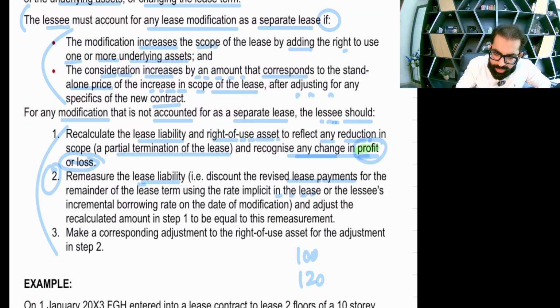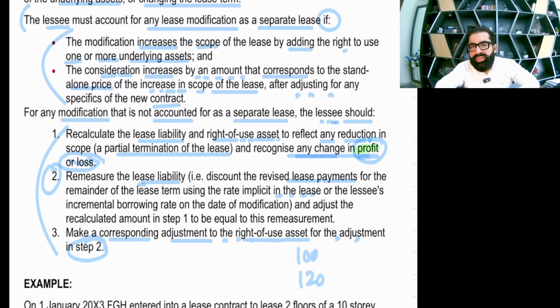See, make a corresponding adjustment to the right of use for the adjustment in step 2. That's it. That is the treatment. So it's just two steps. Definitely I'm just doing it practically so you will understand easily.